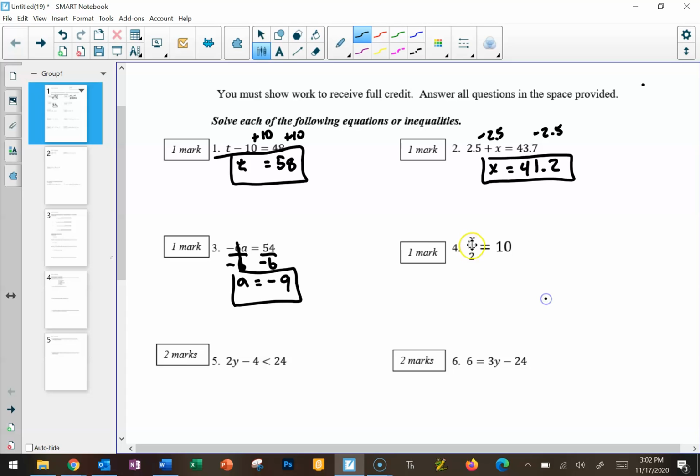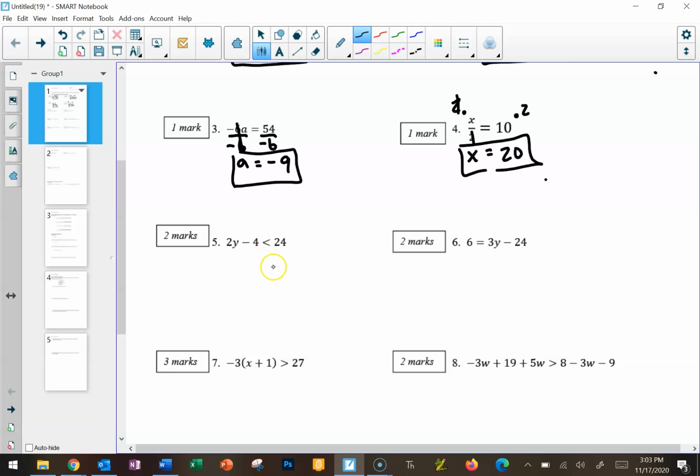And then on question 4, we've got the opposite. Instead of multiplication, we've got division. So x over 2, any fraction is division, and because it's division, we can reverse it by using multiplication. So we're going to multiply both sides by 2. So we've got a 2 up top and a 2 on the bottom. That was the whole point of that, to cancel it, get rid of the fraction. And we're just left with the x, which equals 10 times 2, which is 20.